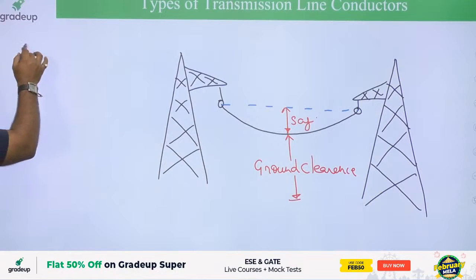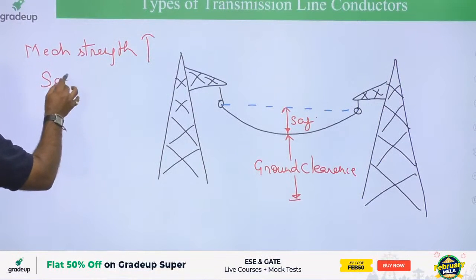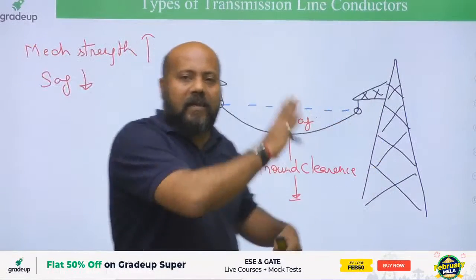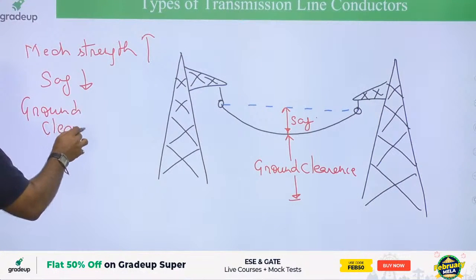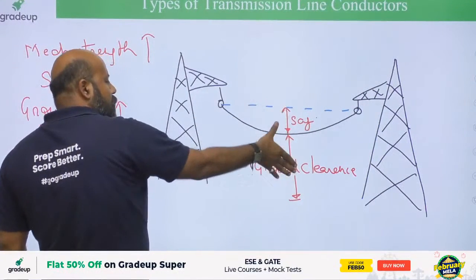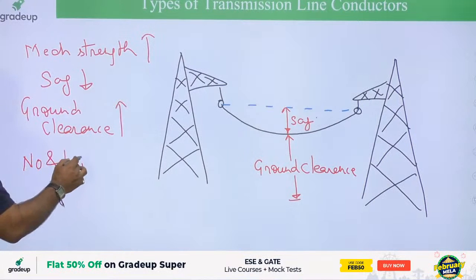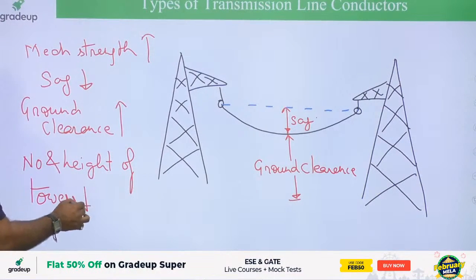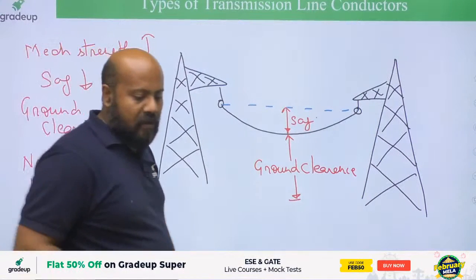Now when you are saying mechanical strength is high, it means what? Sag is going to be less. Yes or no? If mechanical strength is high, then sag is going to be less. If sag is going to be less, you can say ground clearance is going to be high. If this distance is less, then this distance is going to be more. If ground clearance is more, then you can say the number and height of transmission towers is going to be less, and if this is going to be less, the cost of that power system is going to be less.